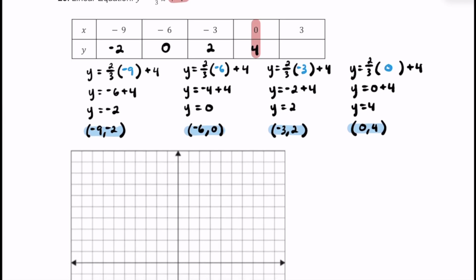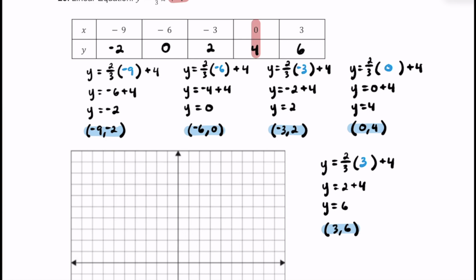All right, let's just try one more here. It looks like x is going to be +3. So if x is +3, we have y is equal to 2/3 multiplied by that 3, and let's add this +4 on. So 2/3 of 3 is just going to be 2. So we have y is equal to 2 + 4, and 2 + 4 is going to equal 6. So when x is equal to 3, y is equal to +6. That's going to be our last ordered pair here, 3, 6. Let's fill that in our table.